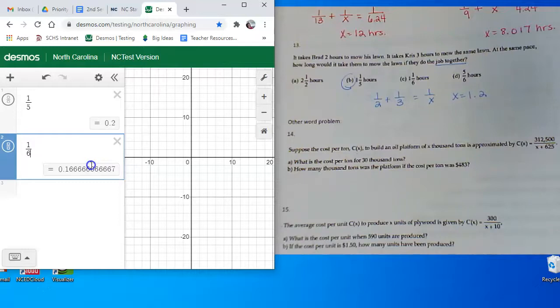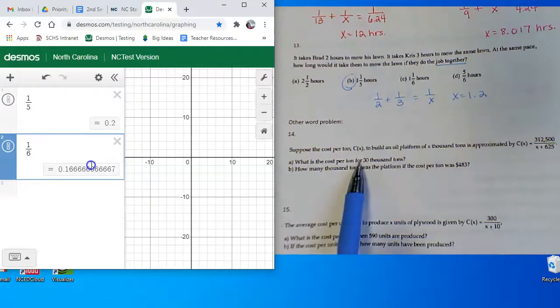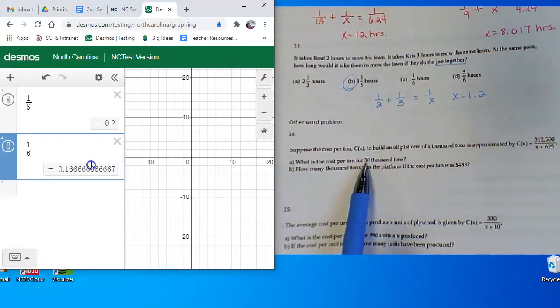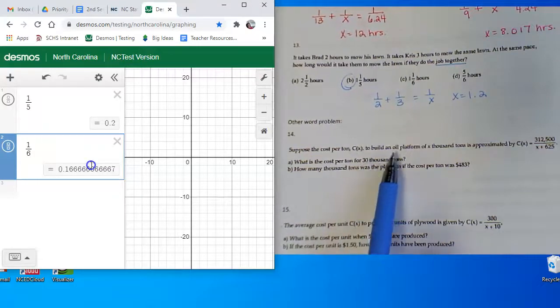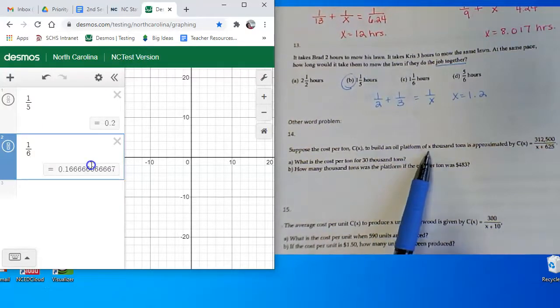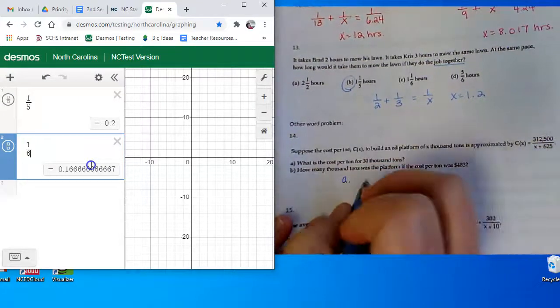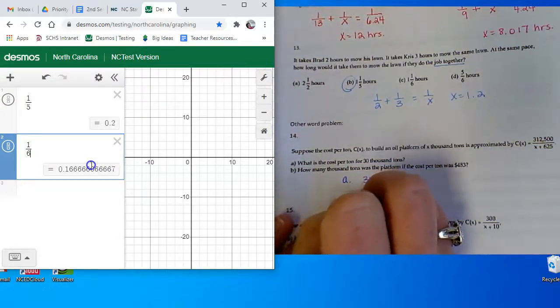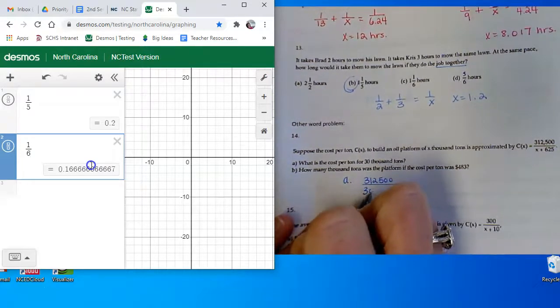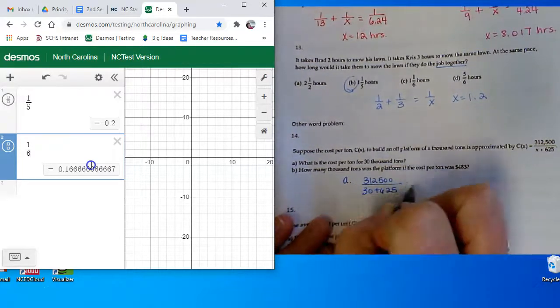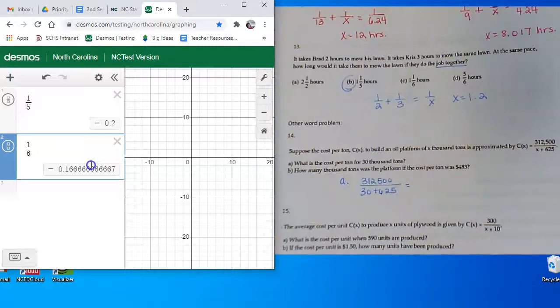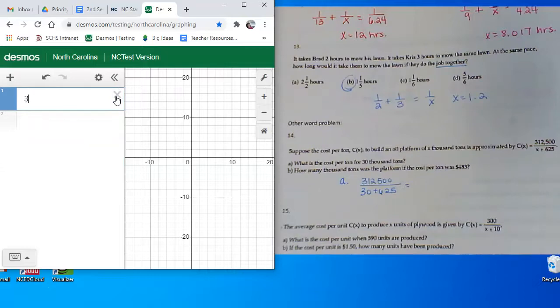Okay? And so what I notice in the problem is that X represents thousands of tons. And in A it says 30,000 tons. So 30 is what X represents. So to do A, what it's asking me to do is to take that equation and plug in 30 where X is. That's all A was asking me to do. So that's really nice. It's just going to come out to be an answer. It's not an equation.